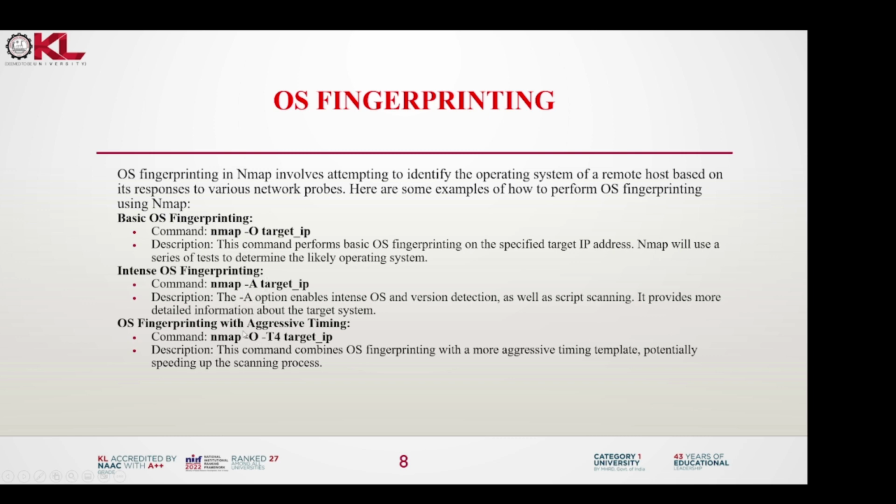So coming to here, option O means to identify the operating system that is running on the victim system. Option T4 indicates fast scanning. The speed of scanning will be fast.